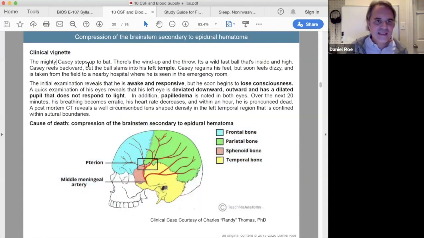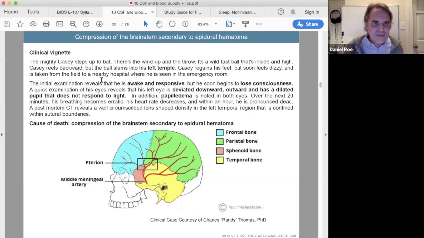The mighty Casey steps up to bat. There's the windup and the throw. It's a wild fastball that's high and inside and high. Casey reels backward, but the ball slams into his left temple. Casey regains his feet, but soon feels dizzy and is taken from the field to a nearby hospital where he's seen in the emergency room.